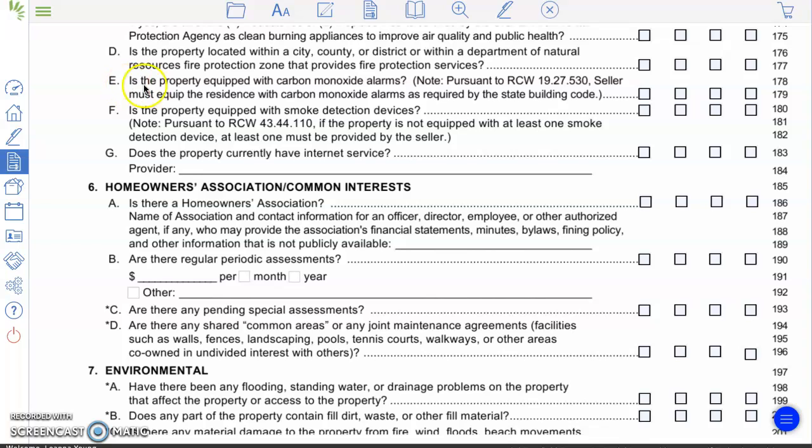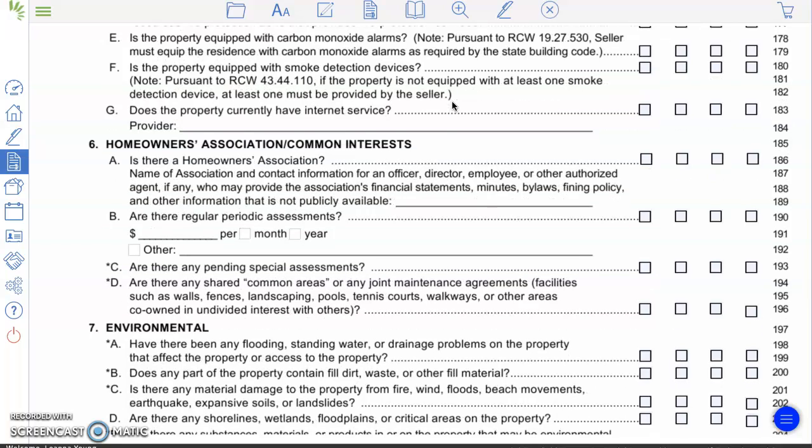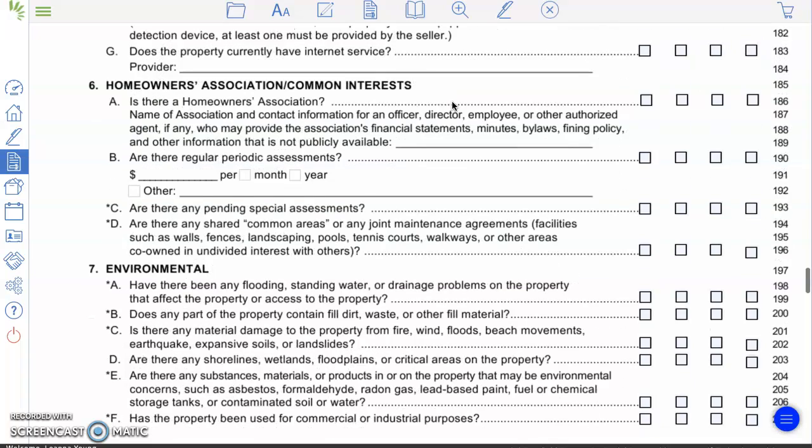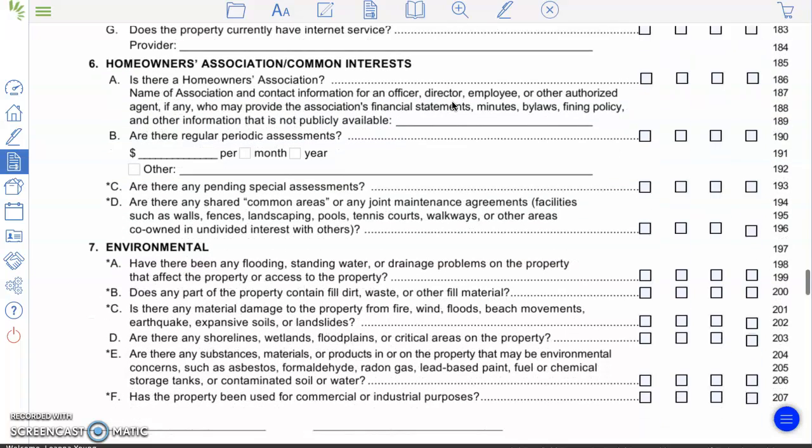Is the property equipped with carbon monoxide detectors? If not, you'll want to make sure that it is, because that is an RCW. To transfer property, it will need to be equipped with carbon monoxide detectors, as well as your hot water heater will have to be strapped. Otherwise, the appraiser will call that out. Is the property equipped with smoke detection devices? Does the property currently have internet service?